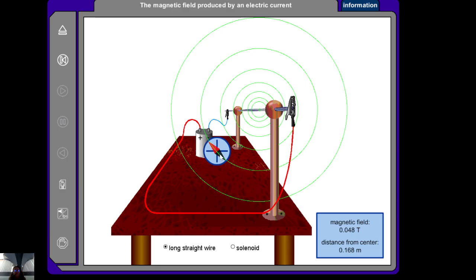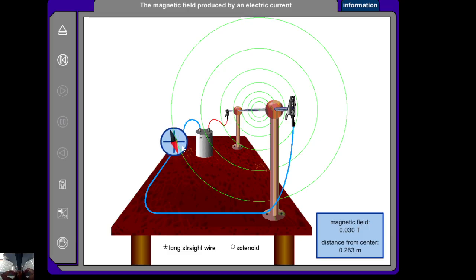Now you see that if I switch, now the current is going towards you. So the current is going towards you, out of the board, so the magnetic field is going counterclockwise. So very important for conceptual questions. Are you with me?